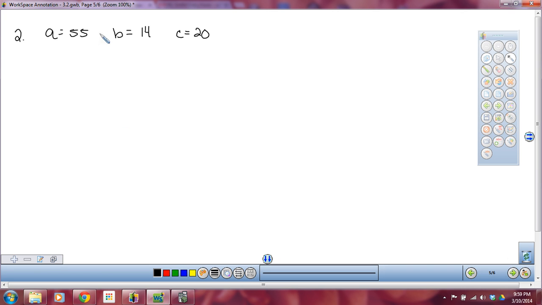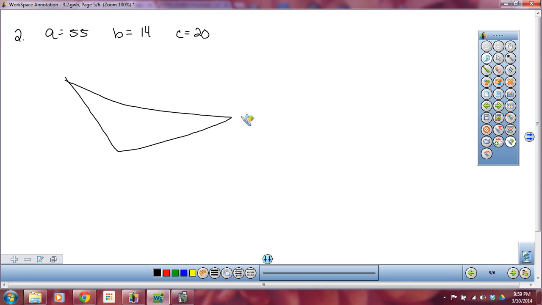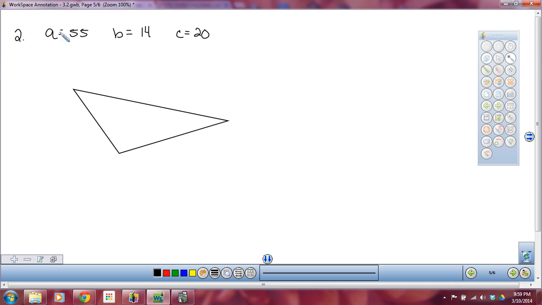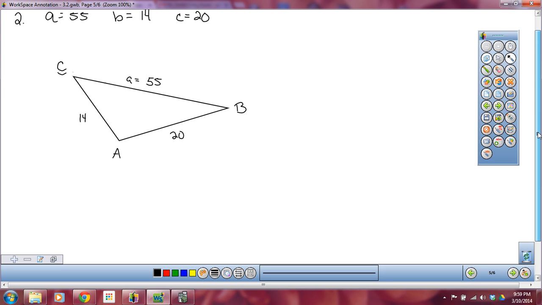Okay. This time they just give us these sides, and we have to draw our own picture. So I'm going to draw my picture. It's probably not accurate, by the way, but it doesn't have to be. Alright, so A is 55. So we're going to say this is A, so this would have to be angle A. C is 20, and B is 14. So this is B, and the side opposite, this is C. Alright, so we're finding A, B, and C.